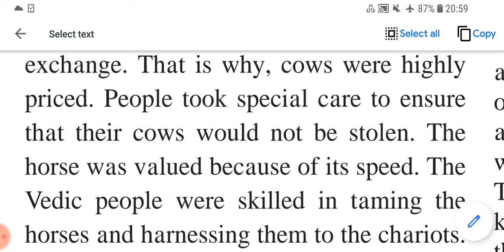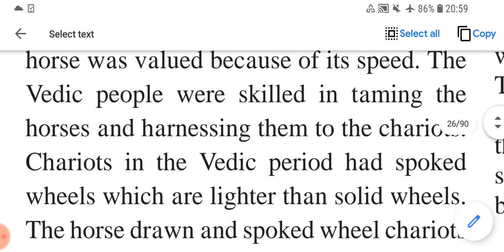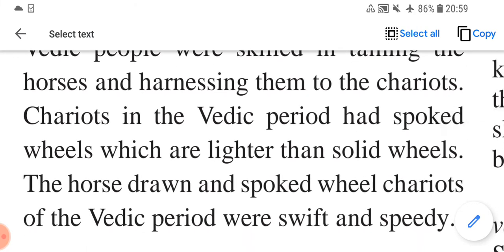The Vedic people were skilled in taming horses, looking after them, and harnessing them to chariots. Chariots in the Vedic period had spoke wheels, which are lighter than solid wheels. The horse-drawn, spoke-wheeled chariots of the Vedic period were swift and speedy.